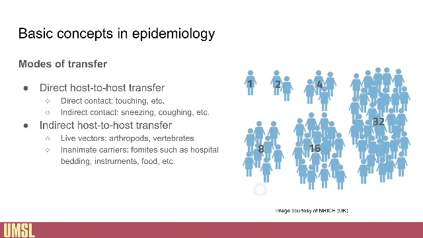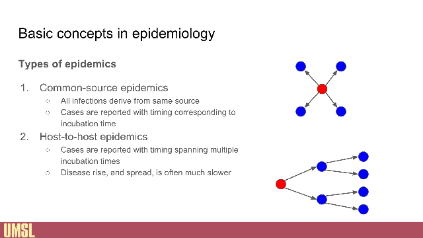Which then begs the question of, well, what does this mean for epidemics? And what this means is that you can have bookending things again. You can have common source epidemics. Essentially, there is one source for all of these infections. Or you can have host-to-host epidemics where you have a couple of infection events, and they infect a couple more people, and they infect some more people, and they infect some more people.